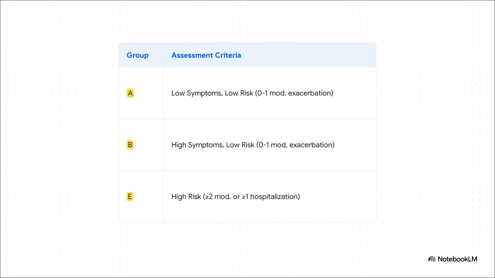And that's where this modern approach comes in. The GOLD ABE tool helps us group patients for treatment based on the two things that actually matter most to them: how bad their symptoms are day to day, and what their history of flare-ups or exacerbations looks like. This is what really guides our treatment choices.